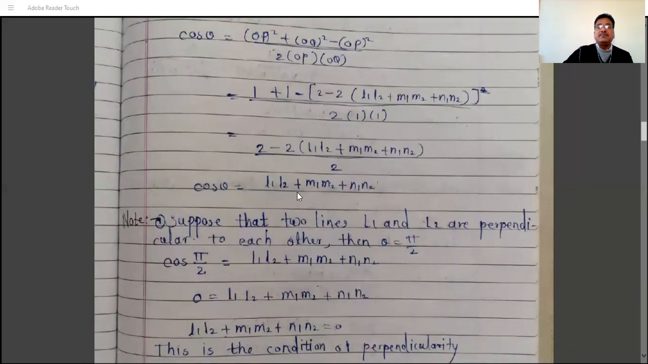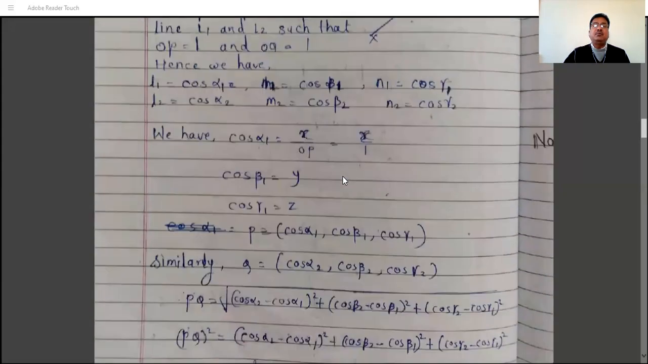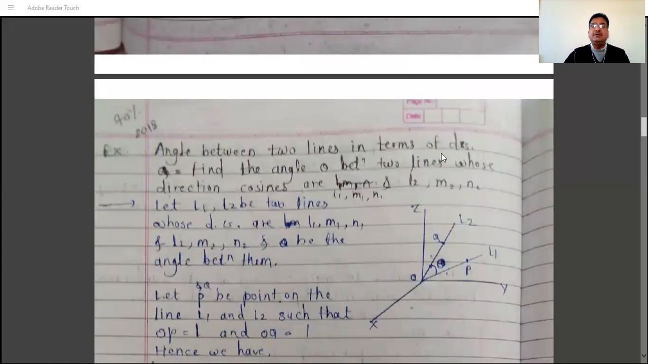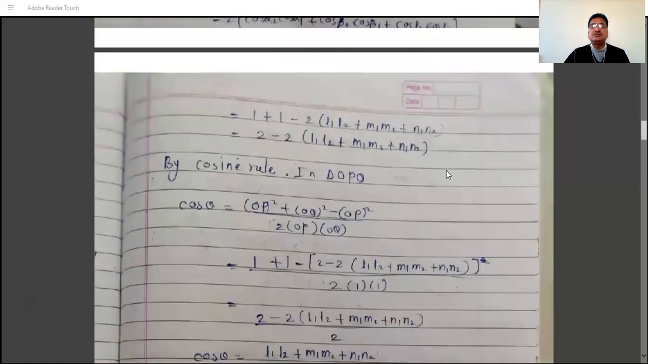So this is the angle between two lines in terms of direction cosines. That is, theta is cos inverse of this quantity. If the notations are l, m, n and l dash, m dash, n dash, then cos theta is l l dash plus m m dash plus n n dash. So this is the proof of this theorem, the angle between two lines in terms of direction cosines.